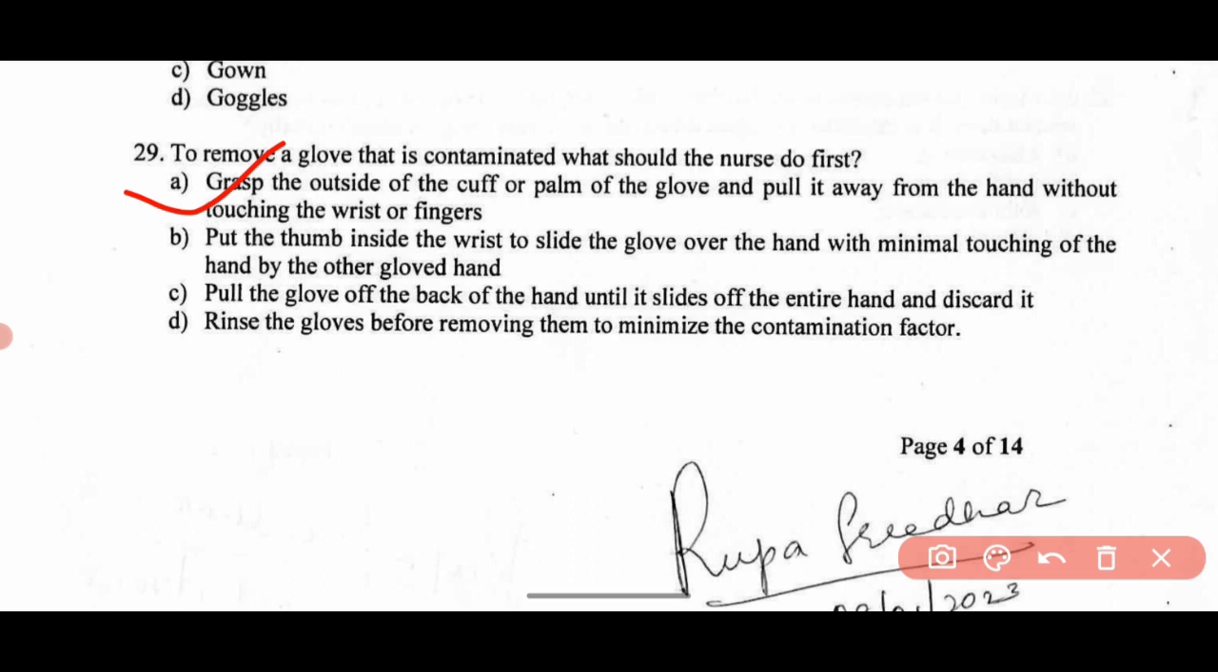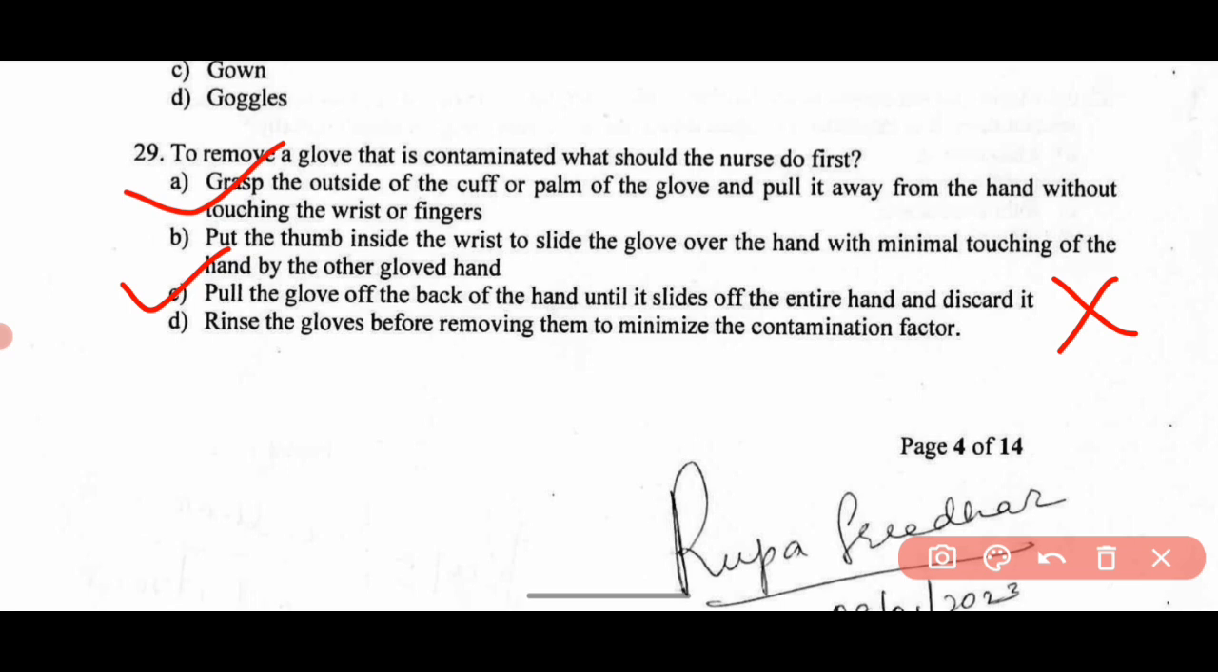Mostly the students will get confused between answer A and answer C. So answer C, what they are saying, pull the glove off the back of the hand until it slides off the entire hand and discard it. Actually, this technique is totally wrong. That's why we have to remove this option. While you are pulling the glove, there is a chance for tearing or breaking of the gloves. So pulling is not the right way of removing the glove.